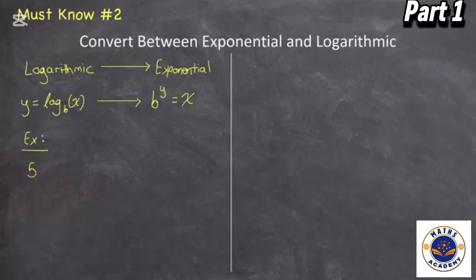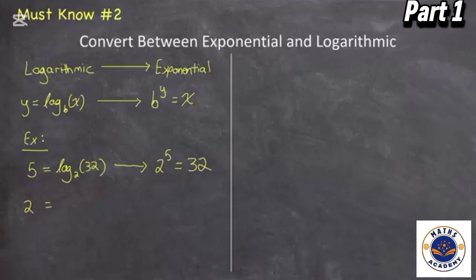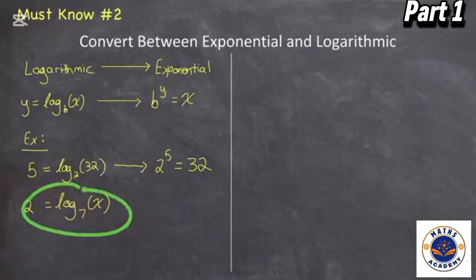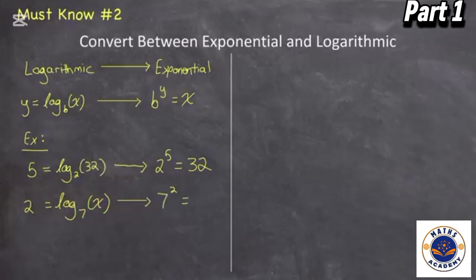What if we have the logarithmic equation 5 equals log base 2 of 32? Well, what does this equation mean? It means that 2 to the power of 5 is equal to 32. So in exponential form, this equation would look like 2 to the power of 5 equals 32. What about the equation 2 equals log base 7 of, let's use a variable this time, x? Rewriting this in exponential form, I know that this equation tells me that 7 to the power of 2 is equal to x. So in exponential form, that's how it would look. 7 to the power of 2 equals x.